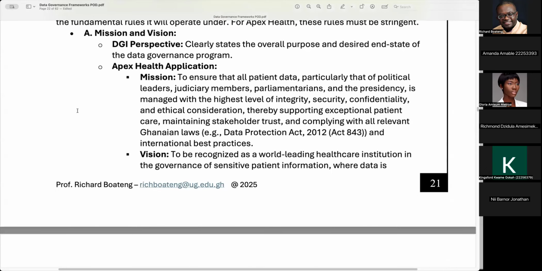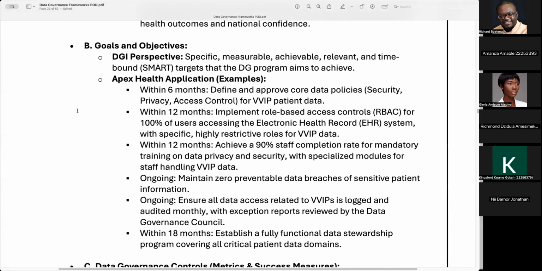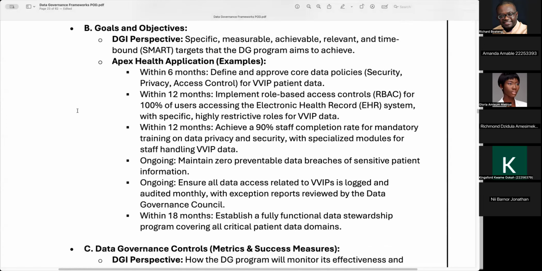No ambiguity. Goals and objectives would need to be smart, specific, measurable, achievable, relevant, time-bound, as you mentioned. Examples? Exactly. Think concrete targets like complete formal review and approval of the VVIP data access policy within 3 months, or achieve 100% implementation of granular role-based access control, RBAC, across all systems containing VVIP data by end of fiscal year, or ensure 95% of staff handling VVIP data complete specialized security and ethics training module by Q3. Plus ongoing goals like maintain 0 preventable security breaches involving sensitive patient data, or demonstrate fully auditable VVIP data access patterns meeting policy requirements in 100% of audits.